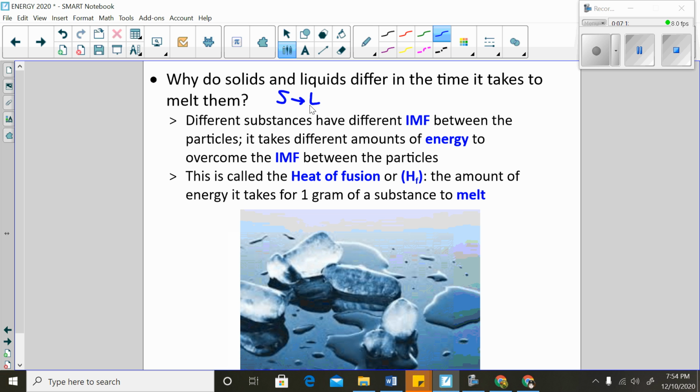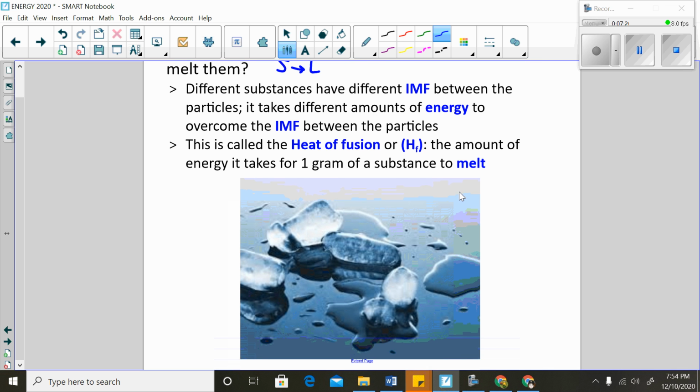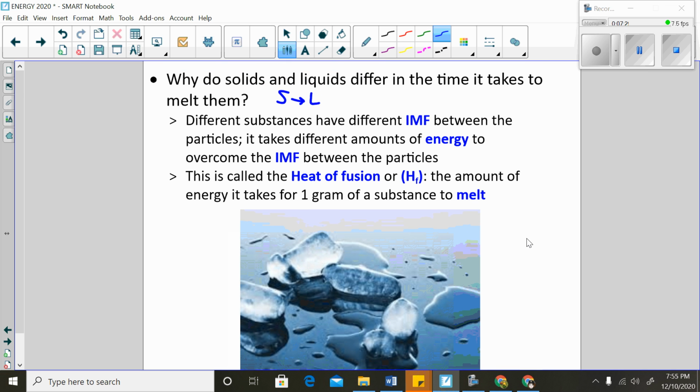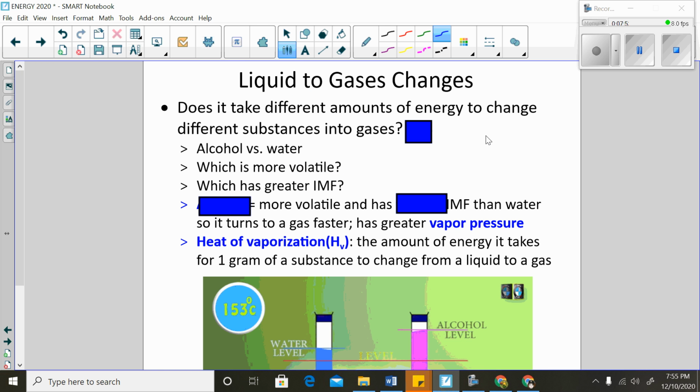This concept has a name. This is called the heat of fusion, or HF. So fusion is just another term for melting. So it's the amount of energy it takes for a gram of a substance to melt. Okay, and this is something you will not need to memorize. Just like specific heat, substances do have their own heats of fusion. They will differ based on what they're made of, solids versus liquids. So this is something that will be provided to you. You just need to know how to calculate with it when we get to that towards the end of this unit.